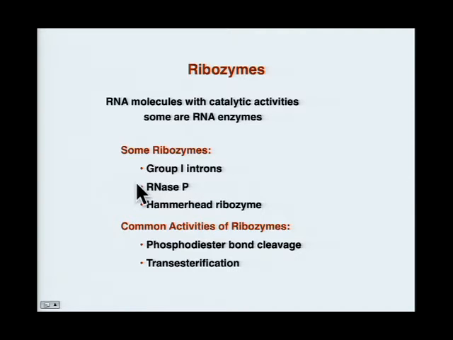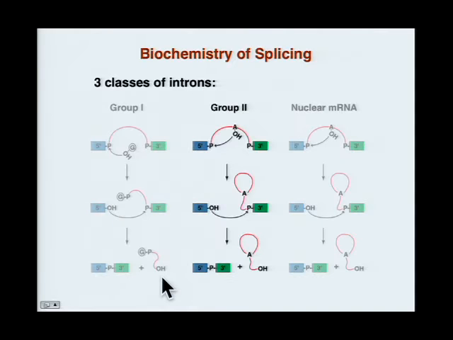RNase P is able to cleave tRNA molecules, breaking phosphodiester bonds, and obviously the ribosome itself, the thing that makes polypeptides. That is a recessive RNA enzyme. Okay, in general, these ribozymes are very familiar with phosphodiester bonds, so they're important in either cleavage of phosphodiester bonds or some of these transesterification reactions. Okay, any questions so far?